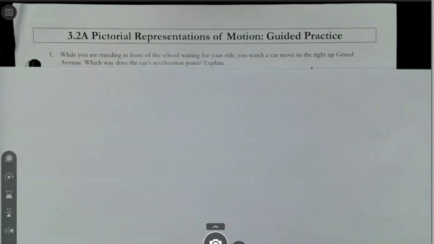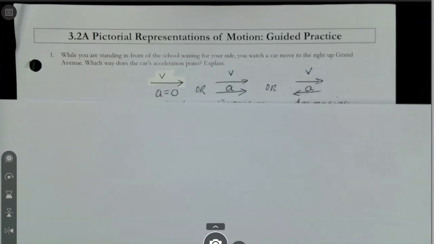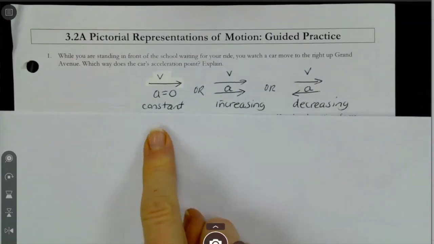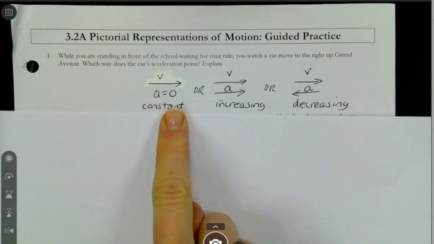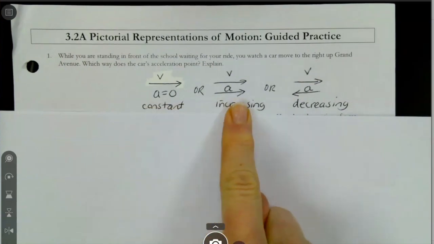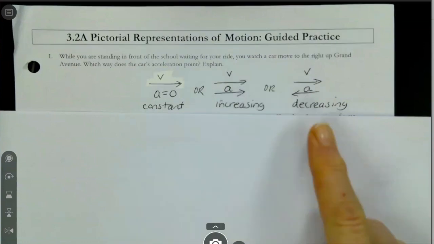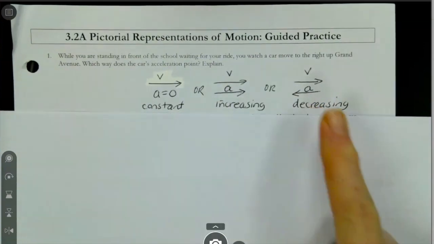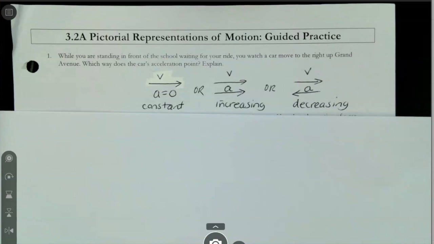In number 1, it says you watch a car move to the right, so the velocity arrow has to point to the right. And then there are 3 choices: constant speed, increasing speed, or decreasing speed. Constant speed would show acceleration equaling 0. Increasing would show acceleration pointing the same direction as velocity. Decreasing speed would show acceleration pointing opposite the direction of velocity. And that's as much as you can say because they don't give you any more information.